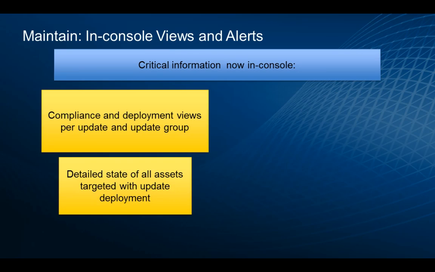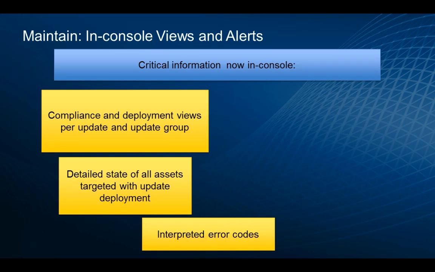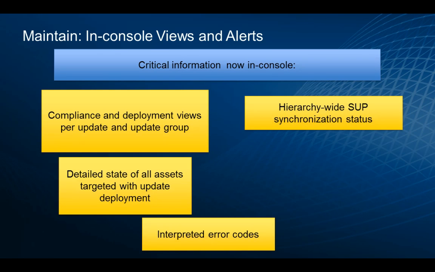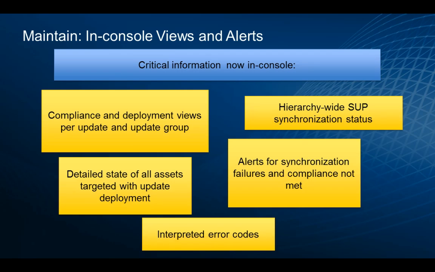Critical information is now in the console. Compliance and deployment views per update or update group are now there, and there are detailed states of all assets targeted within an update deployment if that granularity level is required. Where possible, we have also done interpretation of error code because in the past we've had feedback that there were certain error codes that were a little generic and didn't really help the administrator get to the root cause of the issue. We also provide alerts and views in the console for hierarchy-wide software update point sync status.